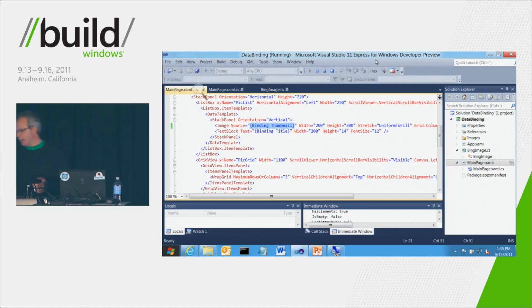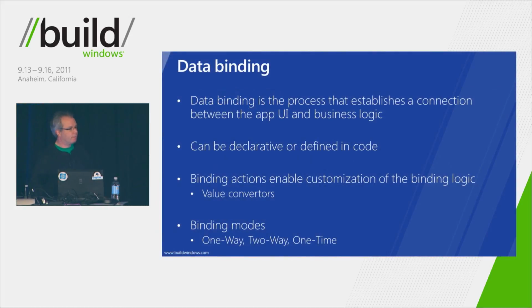So if I go back to my slides for a sec. So what is data binding? Just to do a little bit of a level set, you ask 10 different people what data binding is, you get 10 different answers. But typically data binding is the process that establishes a connection between your application UI down here and the business logic and your data up in the cloud. There's a number of different steps that you have to get, from your data up in the cloud down to being able to present it to your end user.